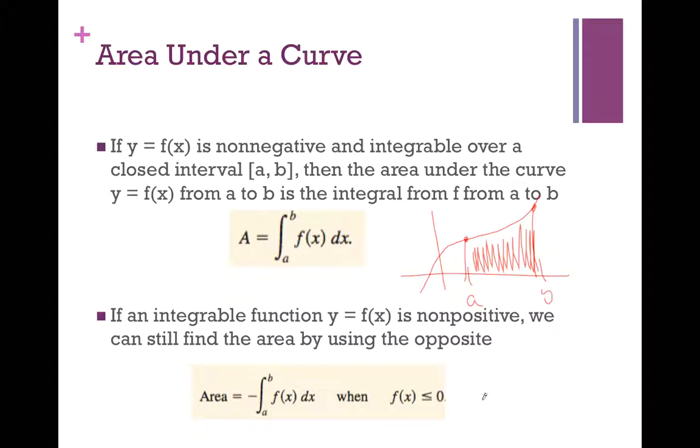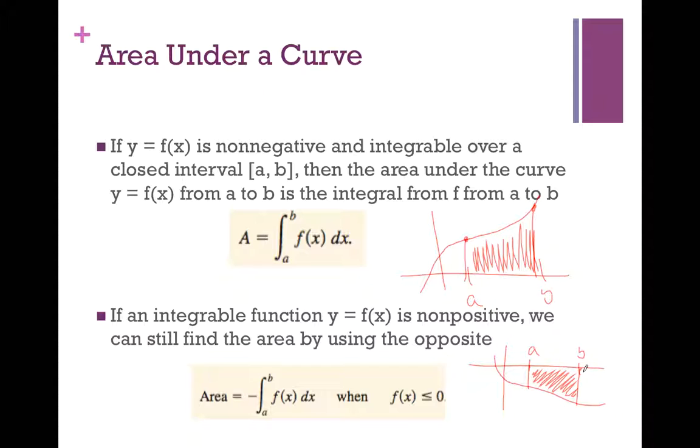If your function is not positive, where it goes down here like this, from a to b, we can still find that area. It's just the opposite of if we were to just do it normally.